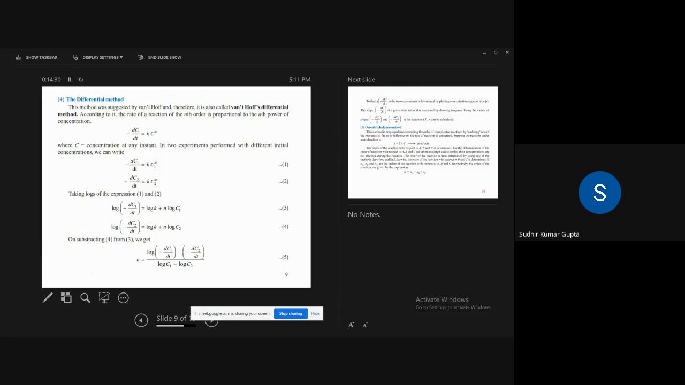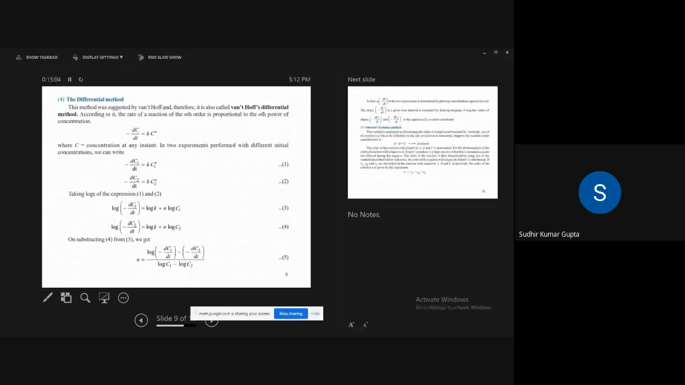If we have two different concentrations, C1 and C2, then we get two equations. Minus dC1 by dt is equal to kC1 to the power n, and minus dC2 by dt is equal to kC2 to the power n. If you take the log on both sides, then you get two equations from equations 1 and 2: log of minus dC1 by dt is equal to log k plus n log C1. Similarly, log of minus dC2 by dt is equal to log k plus n log C2.